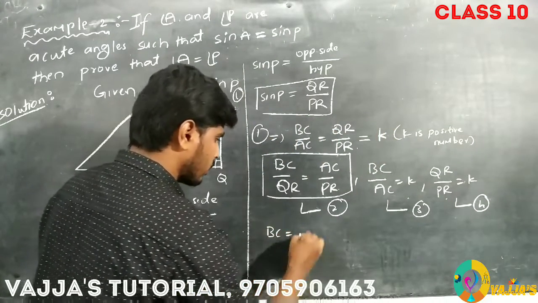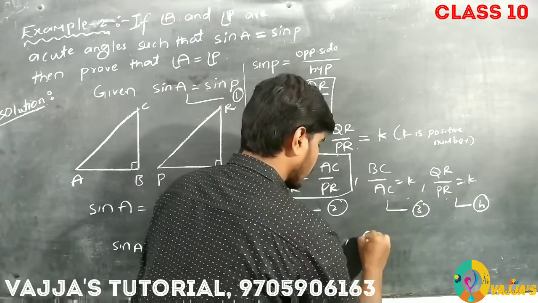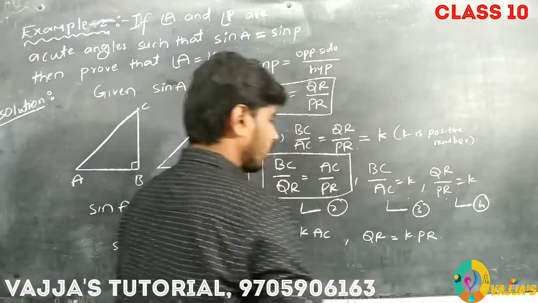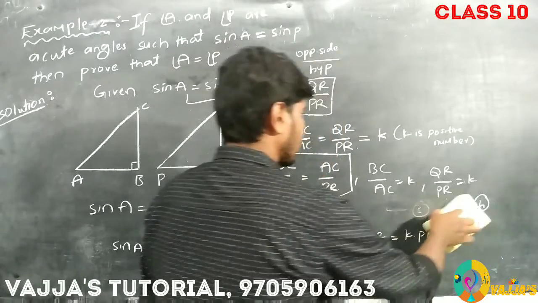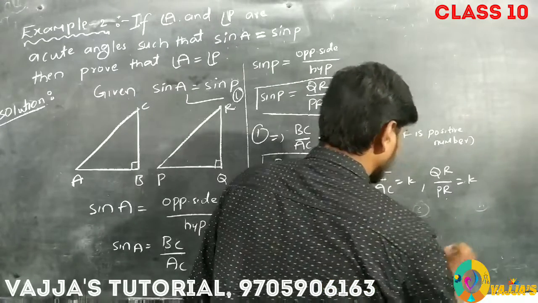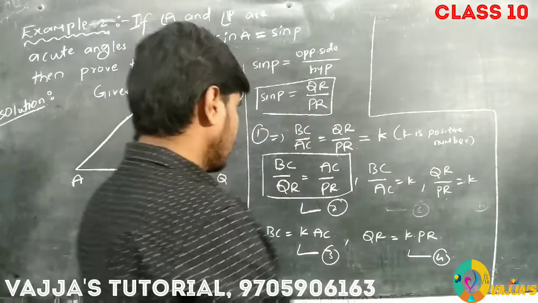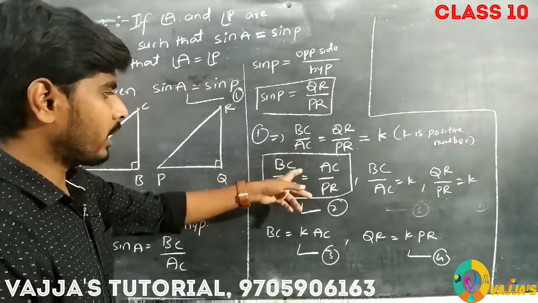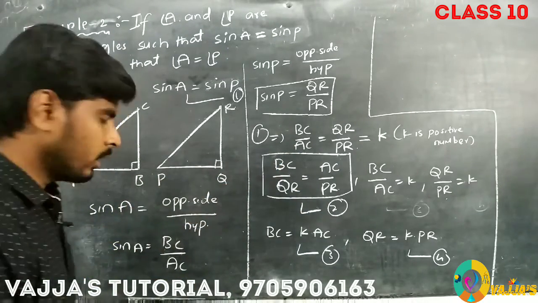By equation 3, what can we write? We can write BC equals K into AC, isn't it? And QR equals K into PR. So consider this is equation 3 and this equation 4. So we have got here two corresponding sides ratios. So what is the remaining one? AB by PQ.